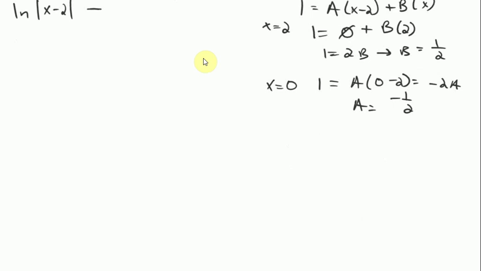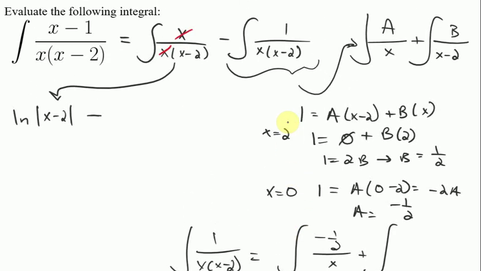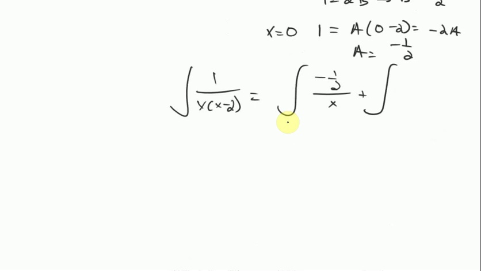Then we get this integral of 1 over x times x minus 2 is going to be equal to this integral over here of negative 1/2 over x plus, let me just check that I got that right, yeah, plus this 1/2 over x minus 2.